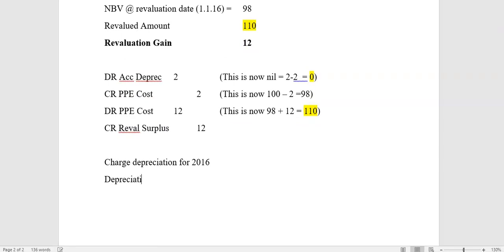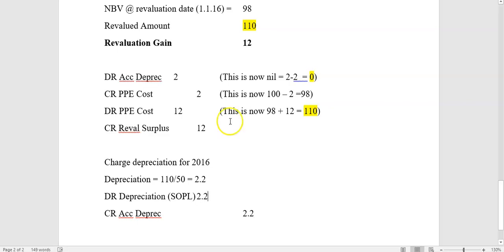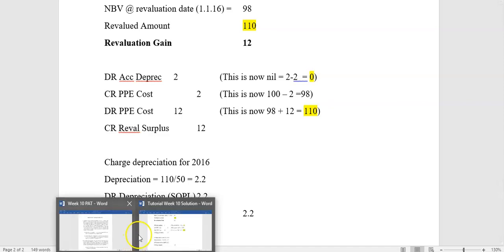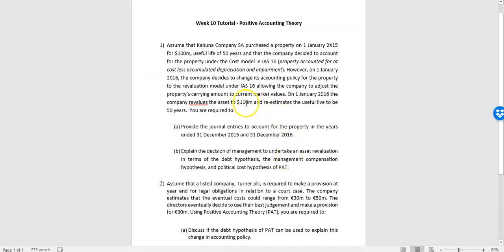Now you charge it afterwards because you revalued at the start of the year. So it's now 110 over 50, and if we do the calculation out, that will be 2.2 million. So it's the same journal entries as previously: debit depreciation, SOPL, credit accumulated depreciation, 2.2, 2.2. Let's just watch. When you revalue, you use the updated figures, the 110, and the updated useful life, 50 years.